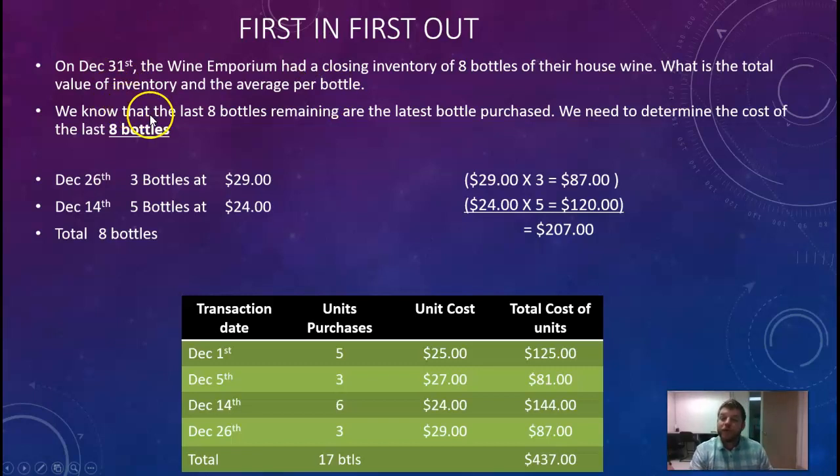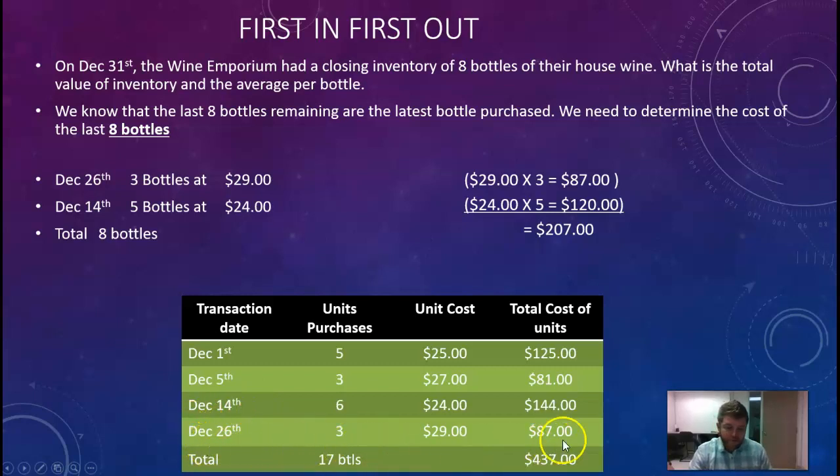So we know that the last 8 bottles remaining are the latest bottles purchased. So the ones that we purchased on the later dates, because first in, first out. So we need to determine the cost of the last 8 bottles. What I would do is work backwards from the end of the month. So I'm looking to say, when are the last 8 bottles that we purchased?